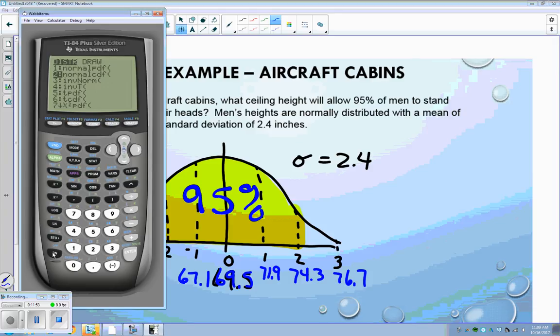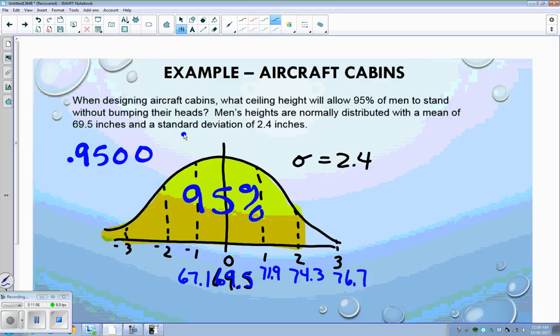Right, what it says, though, that's a good question. When designing aircraft cabins, what ceiling height will allow 95% of men to stand without bumping their heads? So I'm really finding what? The ceiling height. So my ceiling height is going to be in what? Inches. So I can find the z-score associated with 95% and then convert that to my x. We'll do that way, and then we'll do it another way.